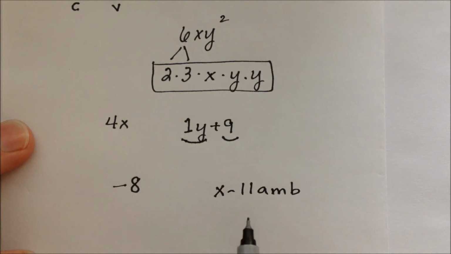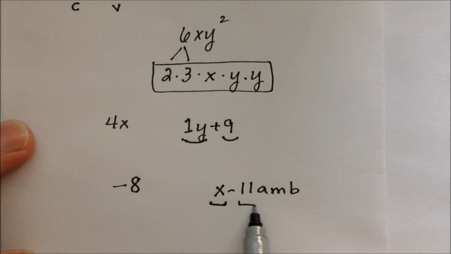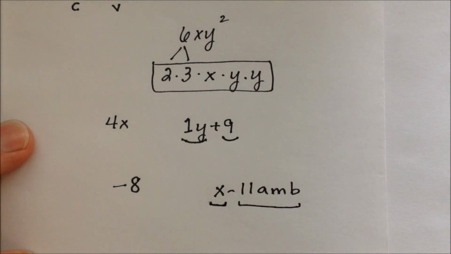And how many terms do we have? Well, it looks like x is our first term, and 11AMB is our second term. It looks like we have two terms here, x minus 11AMB. So the coefficient of AMB was 11, and recall the coefficient of x, since there's not explicitly a number out front, is just 1, so we understand there to be just 1x.